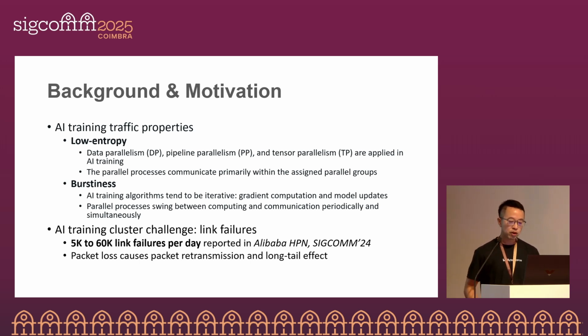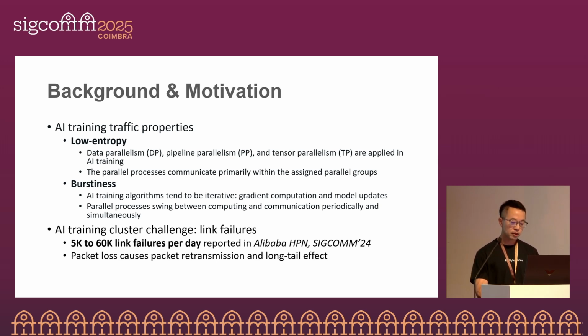The second property is burstiness. AI training algorithms from the GPU's perspective are iterative, flipping between gradient computation and model update. Parallel processes swing between computing and communication periodically and simultaneously, causing the network traffic to appear all at the same time.